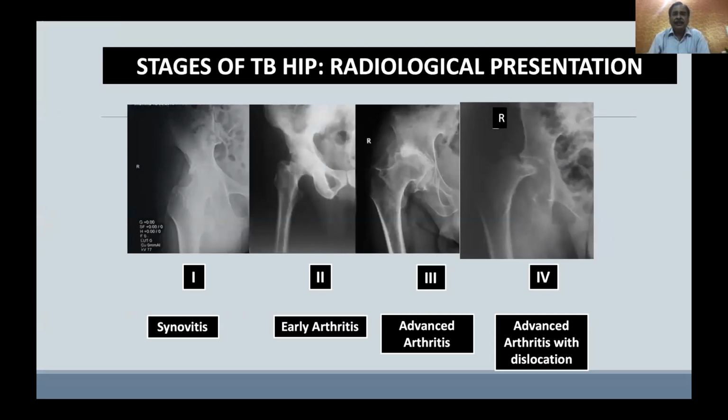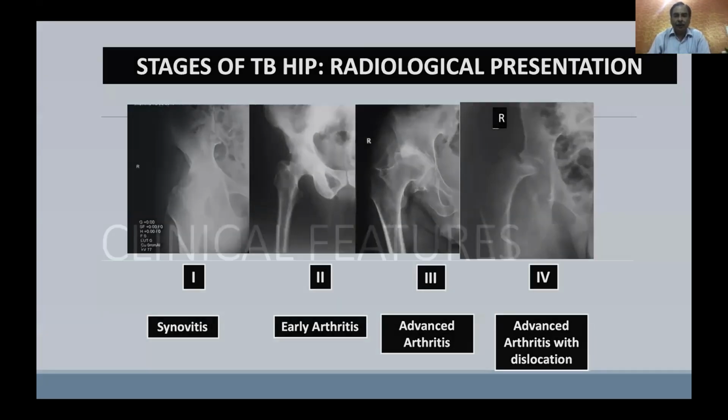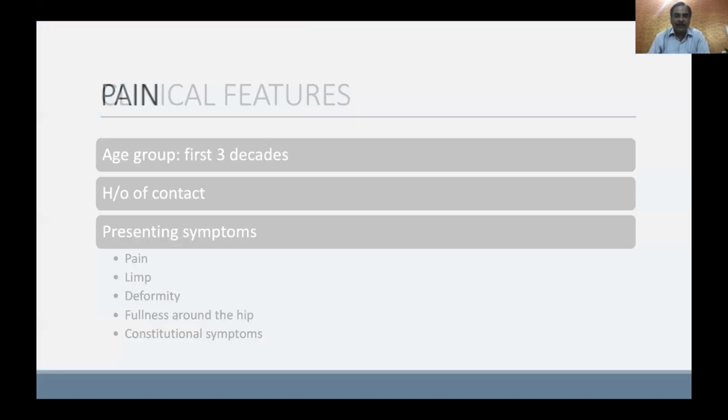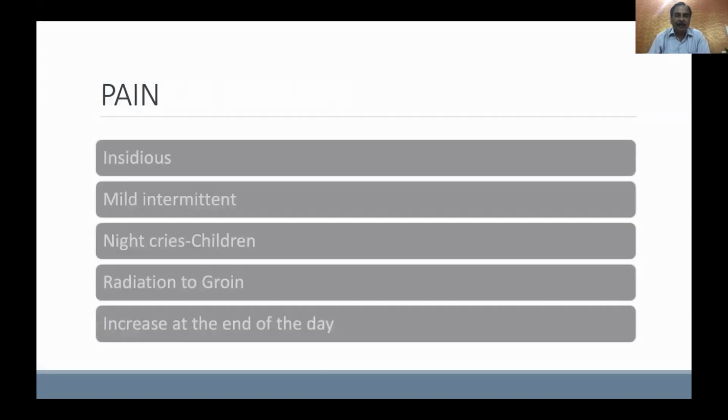Now, the stages of the tuberculosis, this is how they look on the radiological picture, just for you to see the degree and the extent to which it progresses. The clinical features consist of classical, like I said, the first 3 decades are the commonest age group. There is often a history of contact, but it may not be there. Presenting symptoms have been described very nicely by Dr. Lalit Mani for any hip disease. So you'll have all those.